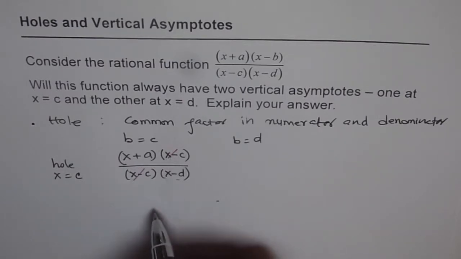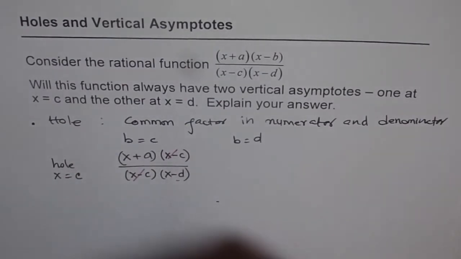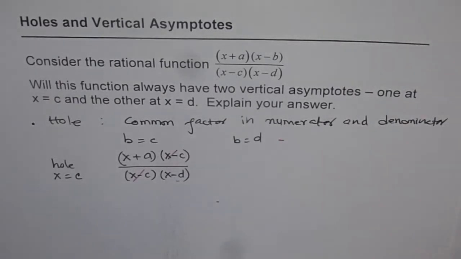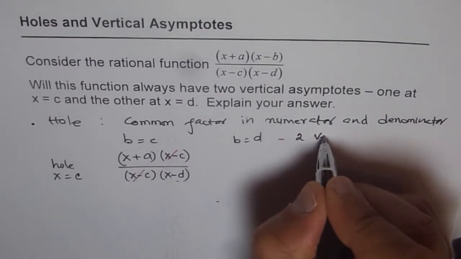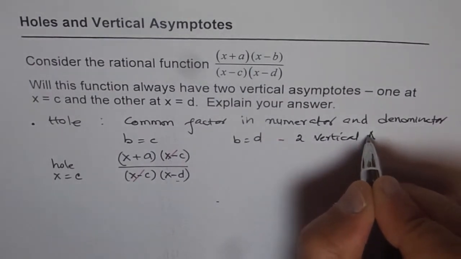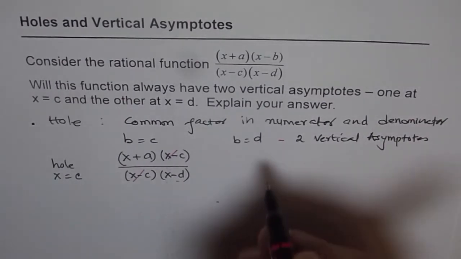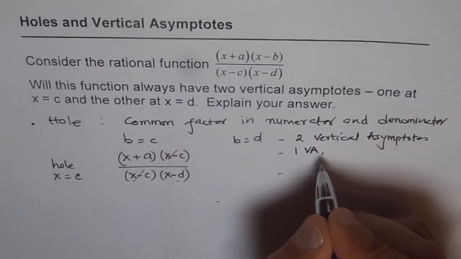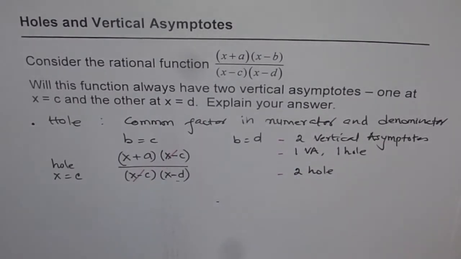So there are many situations where this function may not result in two vertical asymptotes. Different options are there. So what are the different options? Let me list them out for you. One of them is, of course, two vertical asymptotes, but not always, right? And the other two, can you tell me now? We can have one vertical asymptote and one hole, right? And the other could be two holes, no vertical asymptote at all. Do you see that? So all these are possible in this scenario.